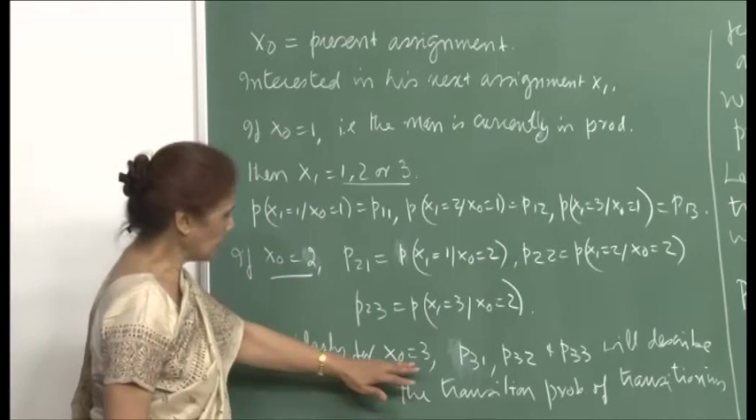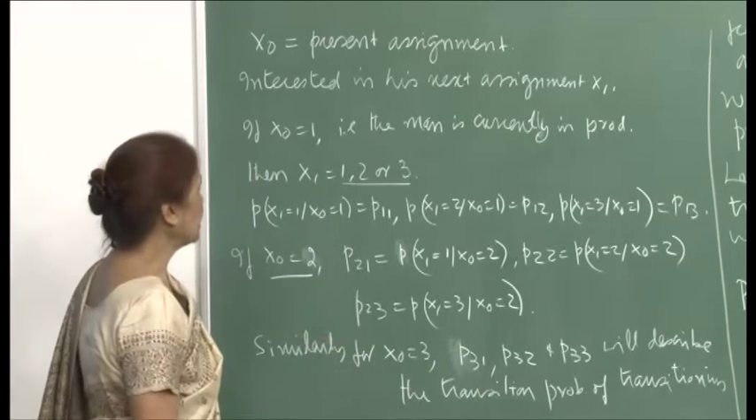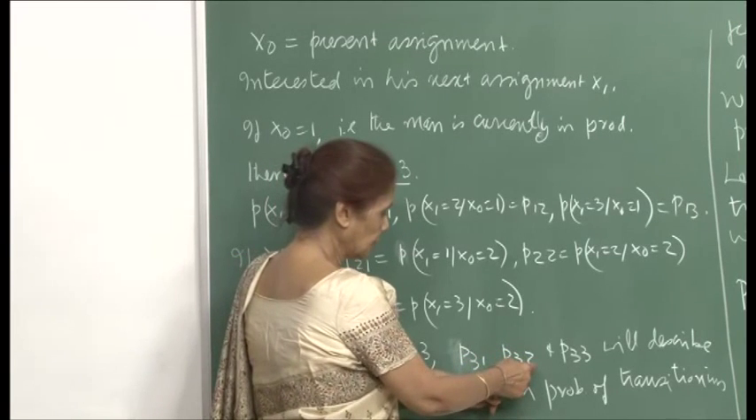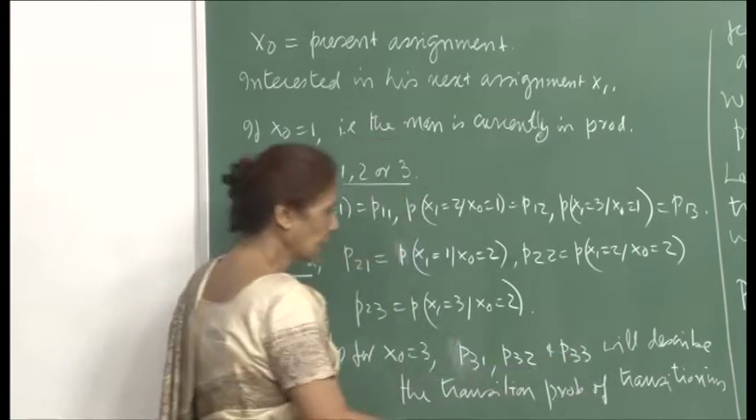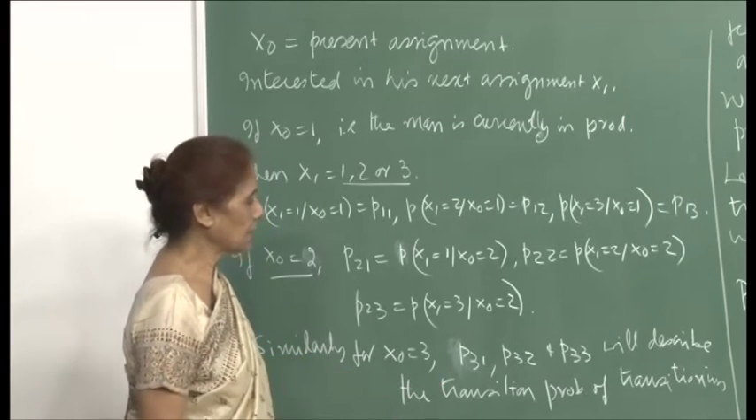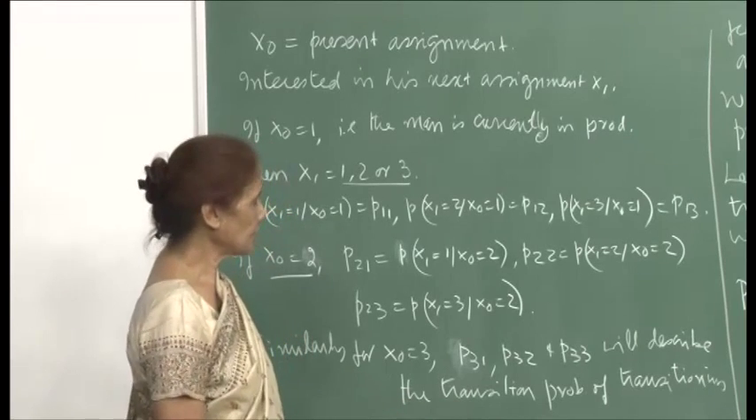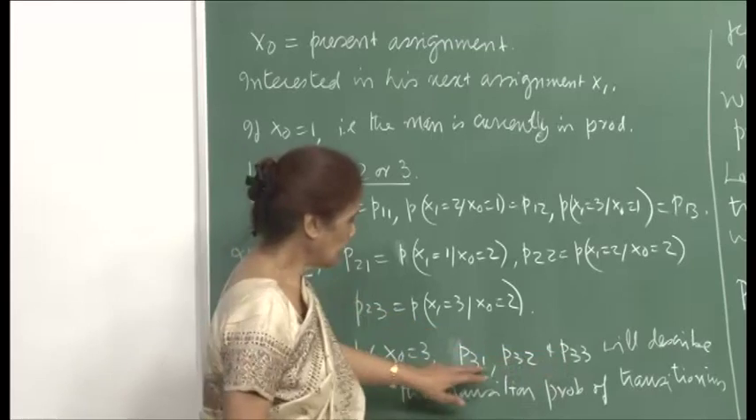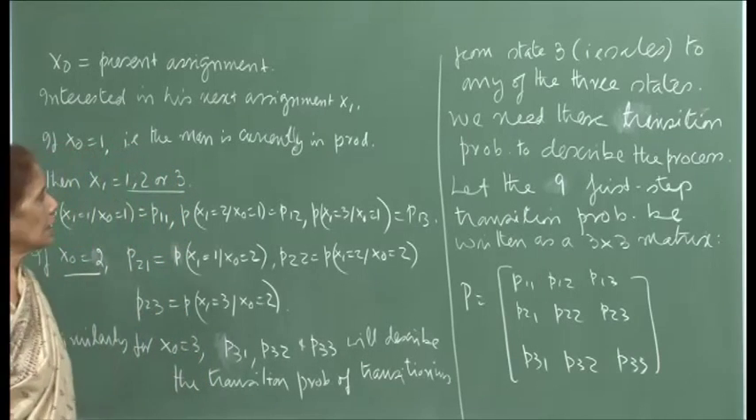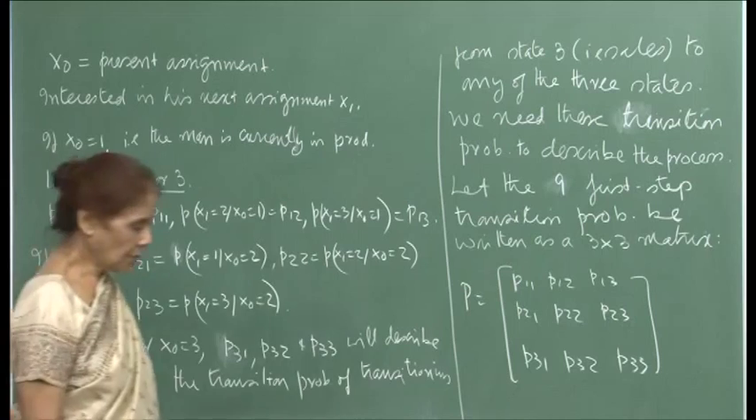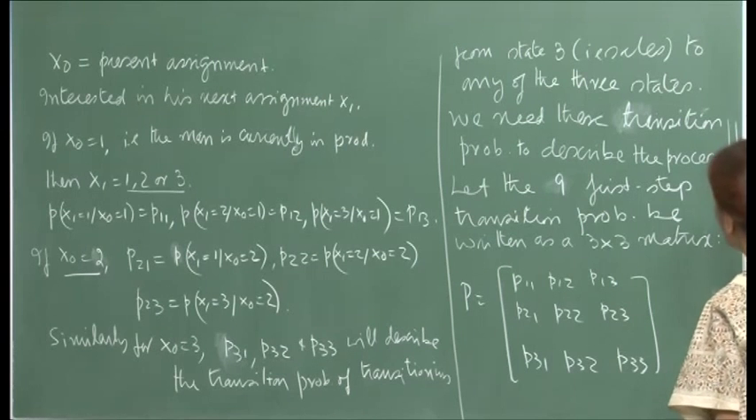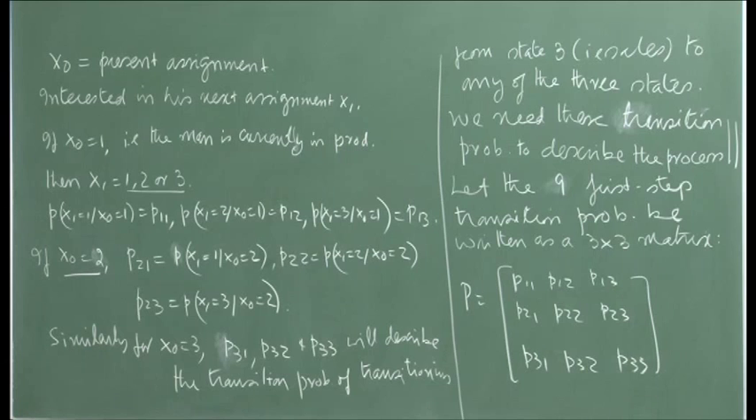And then if X naught is equal to 3, that means if he is currently in sales, then his probability of going to production will be P31, probability of going to HR will be P32, and probability of remaining in sales will be given by P33. So these we call the one step transition probabilities, though I am not saying one step all the time, that is understood. Okay. So here these 3 probabilities give you the transition probabilities of transitioning from state 3 to any of the 3 states, right. So now of course we will see that this is not a complete description of the process, and as we go along, we'll find out what more we need. But let us just first look at this.